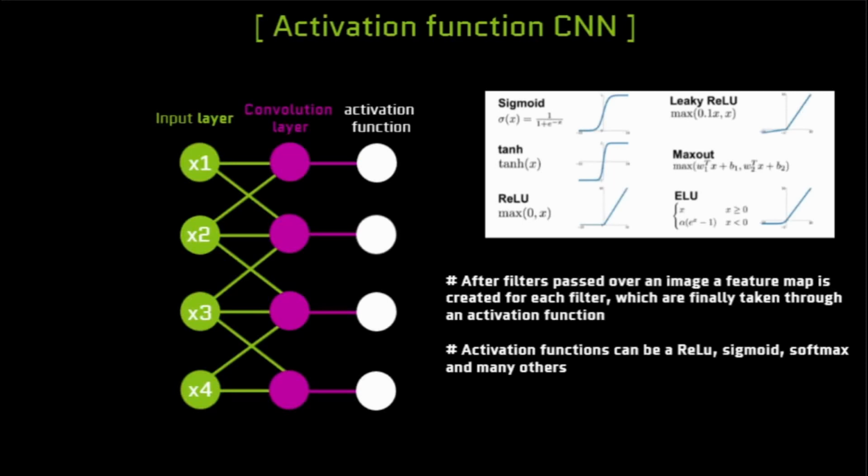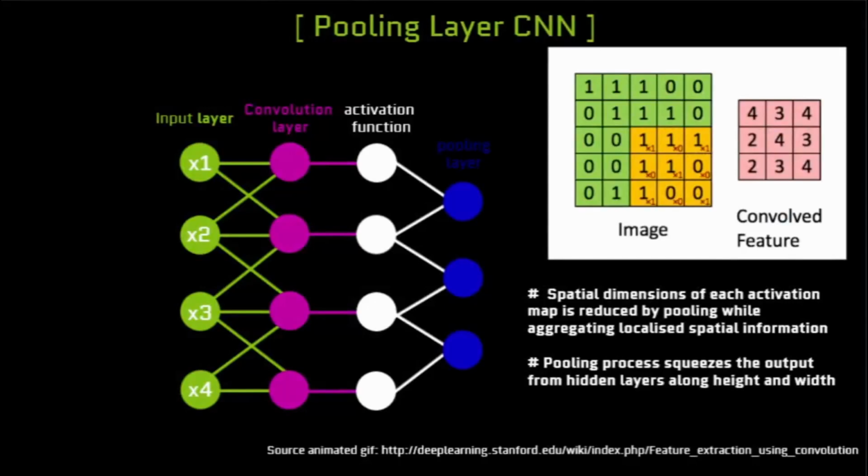Now, the pooling process comes into consideration. The spatial dimensions of each activation map are reduced by pooling while aggregating localized spatial information. The pooling process squeezes the output from hidden layers along height and width. The most popular pooling process is max pooling, which reports the maximum output from the neighborhood. Additionally, pooling supports averaging, minimization, and conversion to another function.